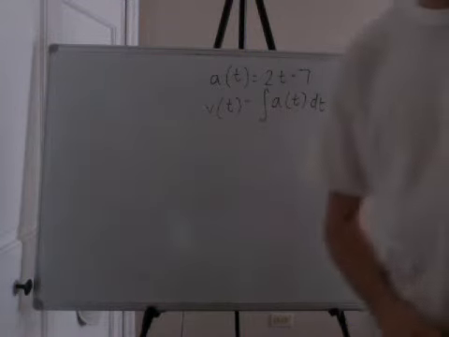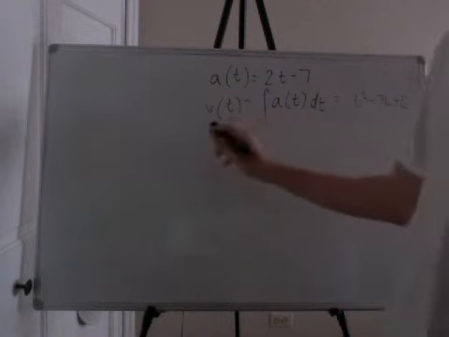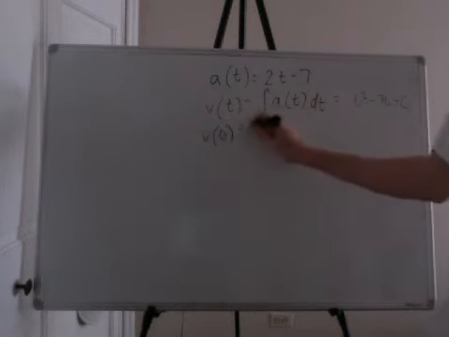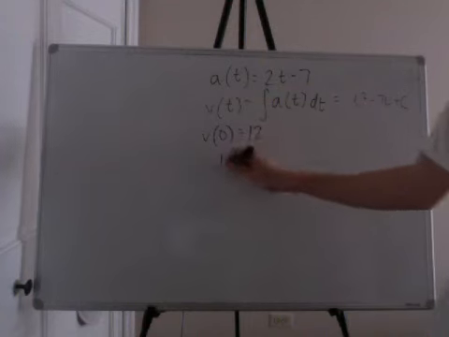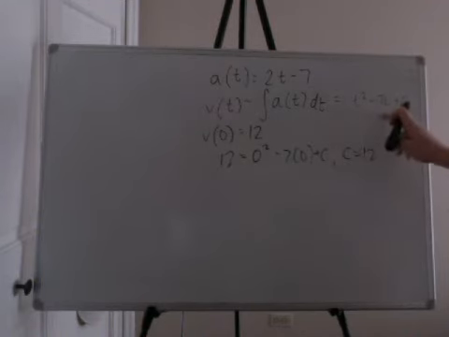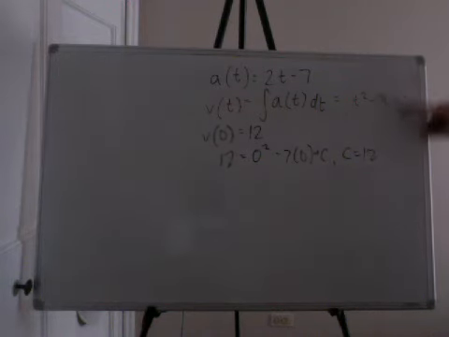Luckily, the problem told us that the original velocity is 12 feet per second, so we could just think, v of 0 equals 12, so 12 equals 0 squared minus 7 times 0 plus c, then c is going to equal 12. Most of the time it's just the initial velocity. The question won't always give you initial velocity. It might say velocity after 2 seconds or something, but then you just plug in 2 here and solve for c. And so we get that the velocity equation is t squared minus 7t plus 12.